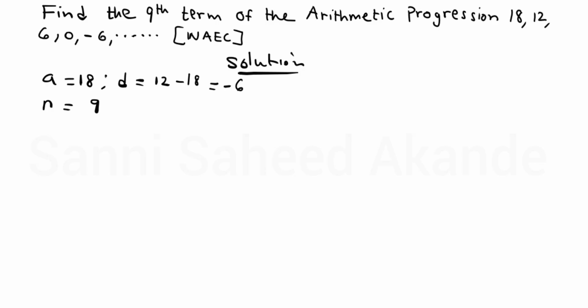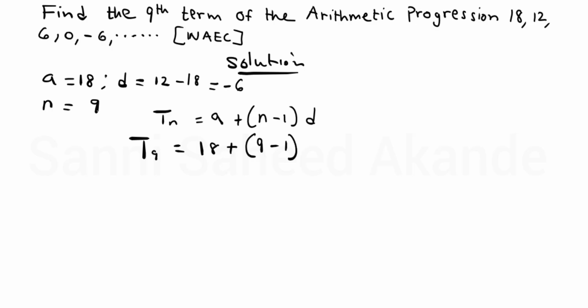So the question says we should find the ninth term of the arithmetic progression. So we'll still make use of this formula. Tn is equal to a plus open bracket n minus 1 times d. So now what we want to find is T9. So equal to a. What is a? a is 18 plus open bracket, n is 9 minus 1, then d is minus 6.